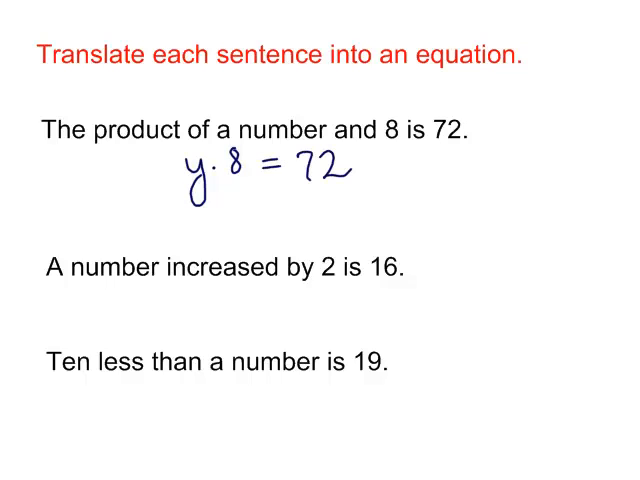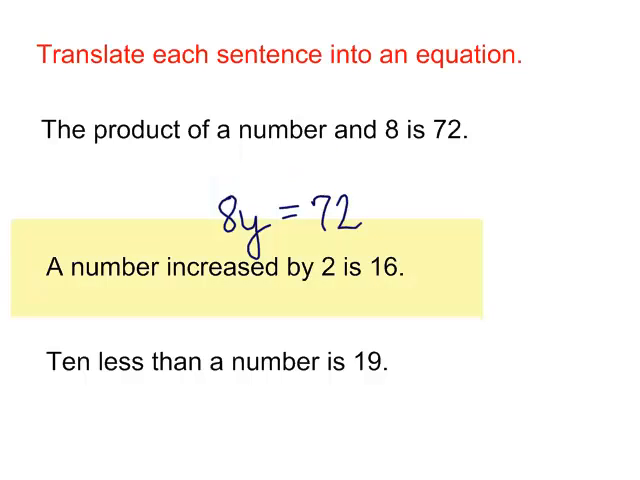And this is correct. But in algebra, when we have variables and numbers multiplied together, we really prefer to put the number, the coefficient, in front. So instead of y times 8, it's really a better practice to do 8 times y, or just 8y, and it is equal to 72.